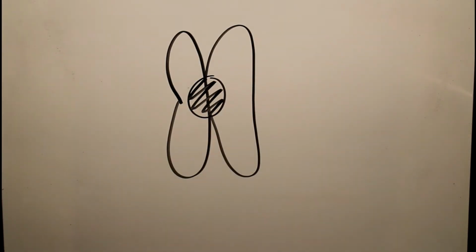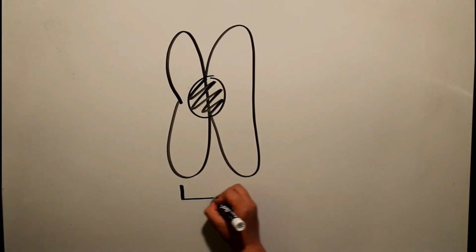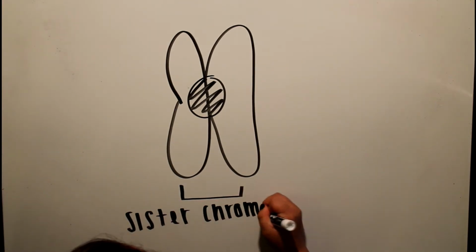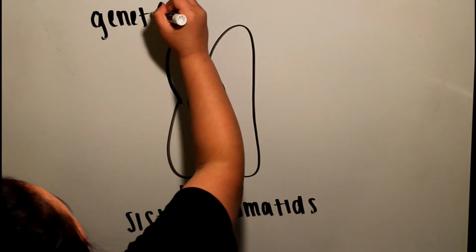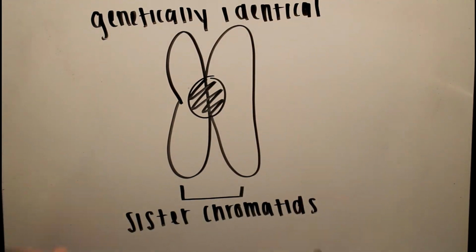However, the chromosome has two halves, and each of the halves are called sister chromatids. Both of the halves are genetically identical. This is important because when a cell splits off in mitosis, you want to have two of the same type of cell.